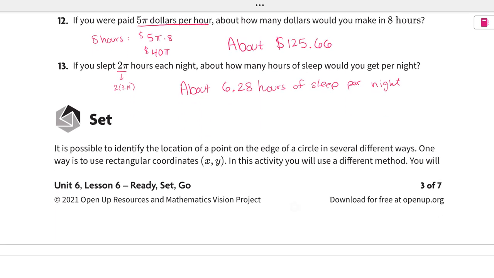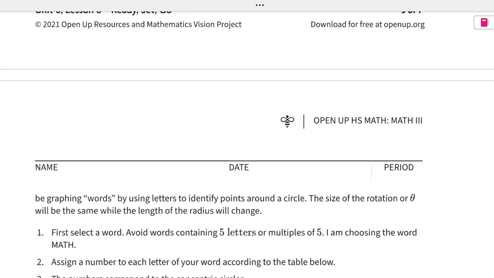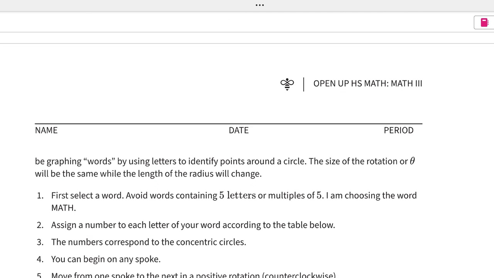Okay, question 14. The directions say, it is possible to identify the location of a point on the edge of a circle in several different ways. One way is to use the rectangular coordinate xy. In this activity, you will use a different method. You will be graphing words by using letters to identify points around a circle.